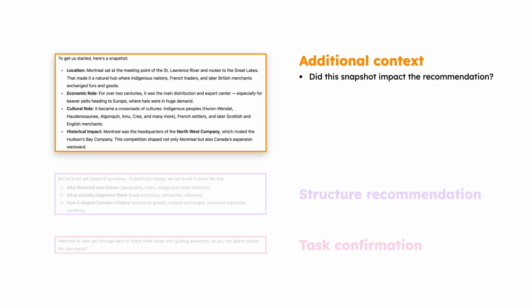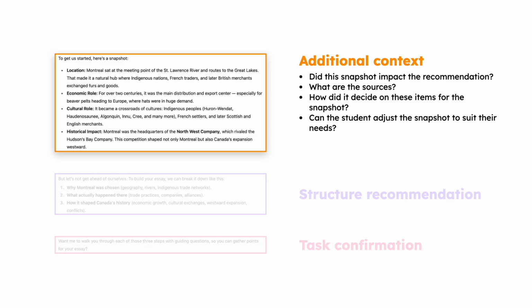There are some questions we can ask about this as well. For example, did this snapshot impact the recommendation? What are the sources of the different bullet points of information? How did it decide on these items for the snapshot? Can the student adjust this snapshot to suit their needs and get different context? And lastly, what impacts will the snapshot have on the rest of the chat?